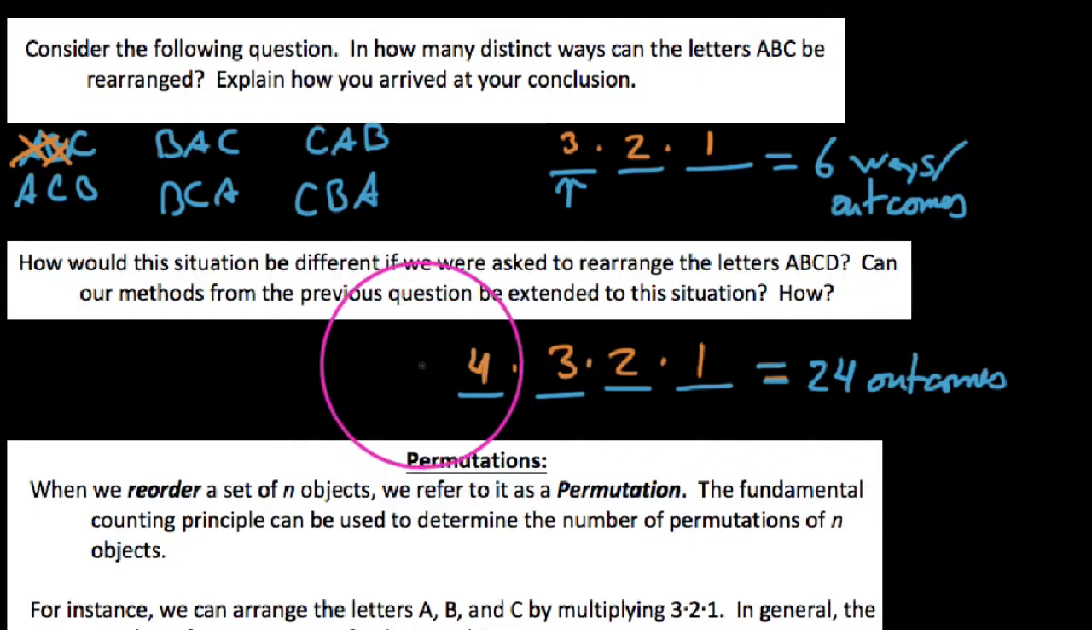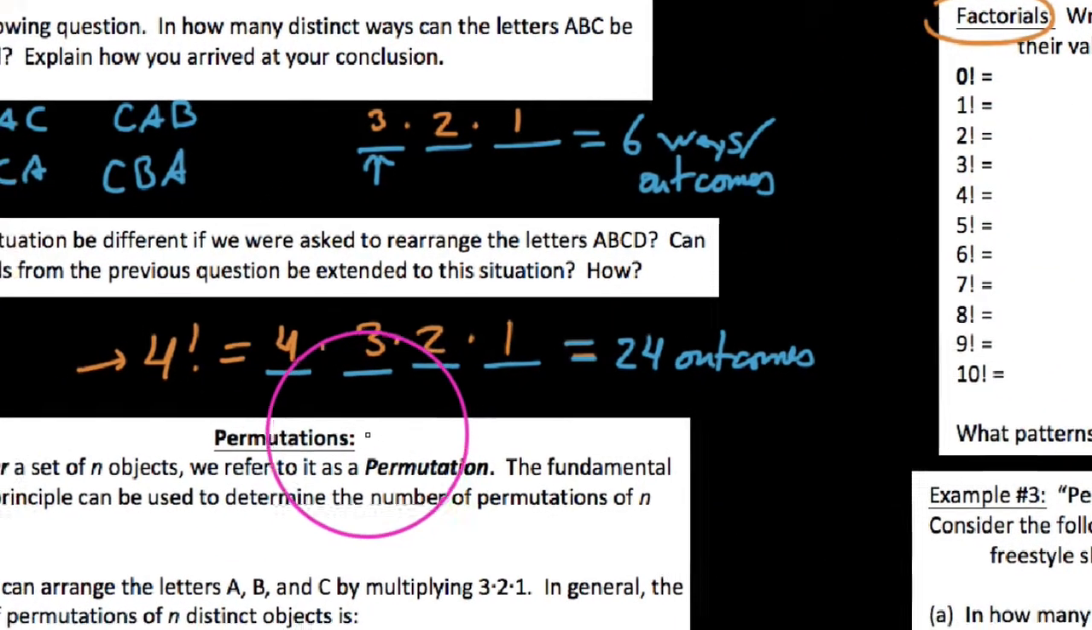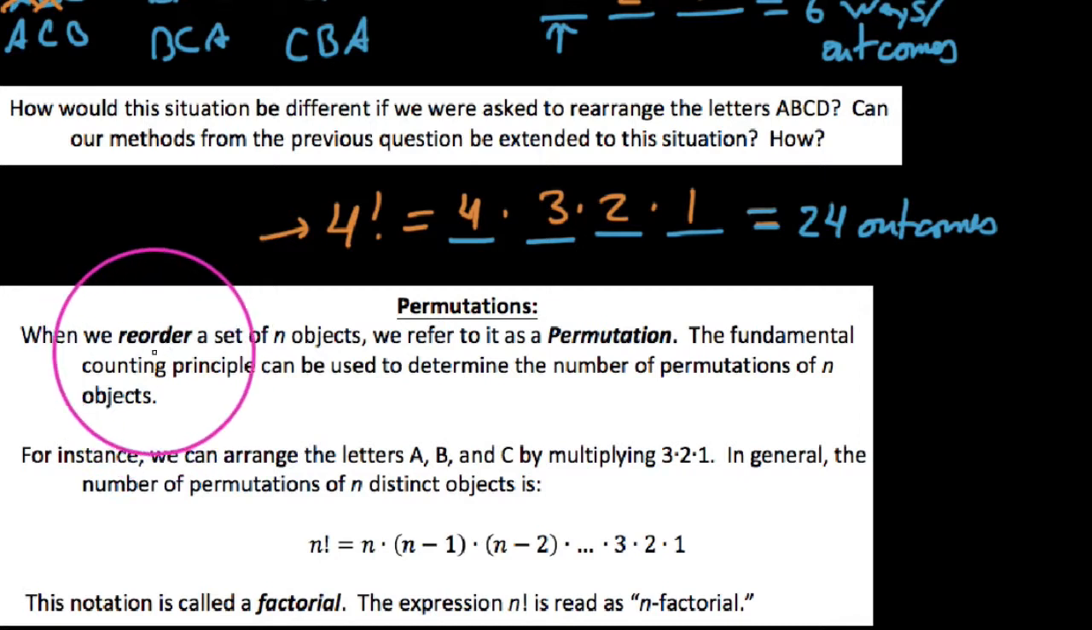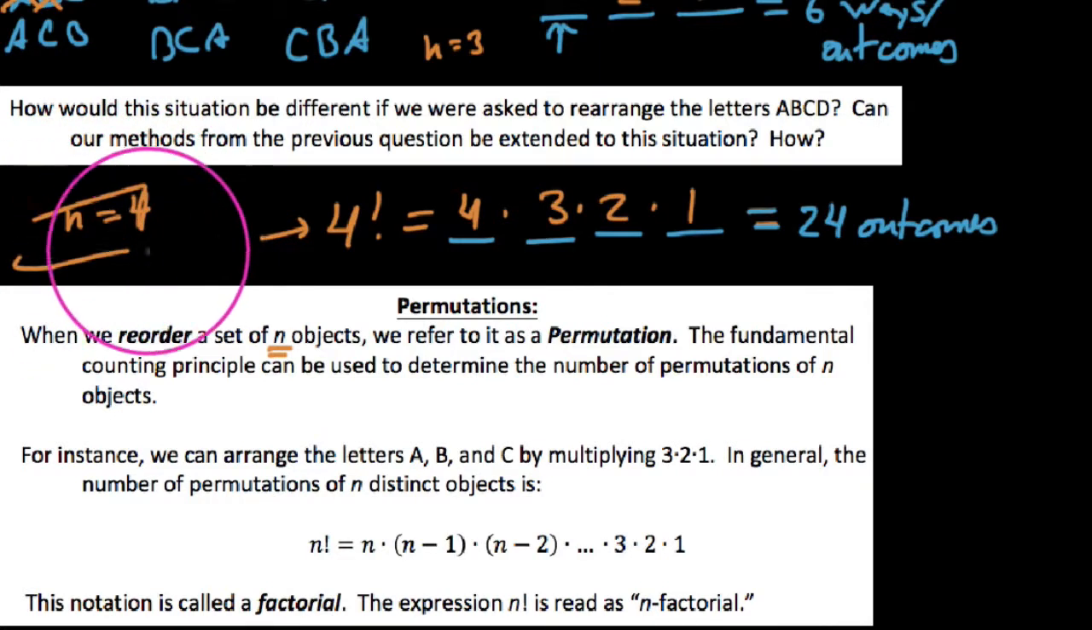We usually use shorthand notation for this, and often you'll see it written as 4 with an exclamation point after it. We're going to call this a factorial, okay? But before we get into factorials in just a moment, let's consider this a permutation. What is a permutation? It's when we reorder a set of n total objects. In the first problem, we had 3 total objects, and in the second instance, we had letters A through D, so there are 4 total things for our n. When we reorder a set of n objects, we refer to it as a permutation, okay?